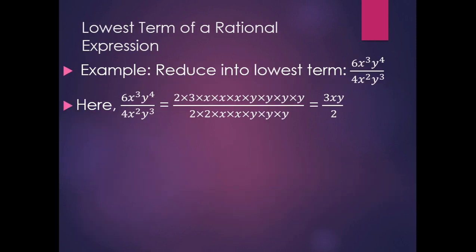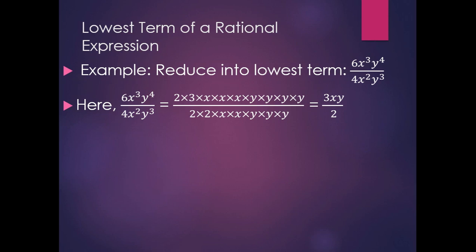Now, the lowest term of a rational expression. Sometimes we need to simplify rational expressions. Simplifying rational expressions is also known as changing into lowest terms. If we cancel the terms in the numerator and denominator, then it changes into lowest terms.